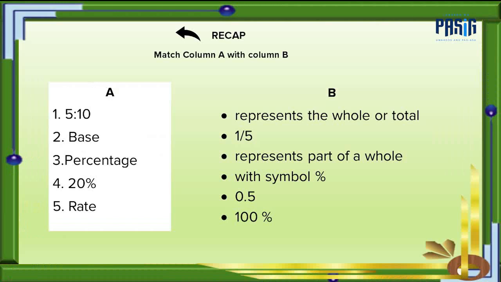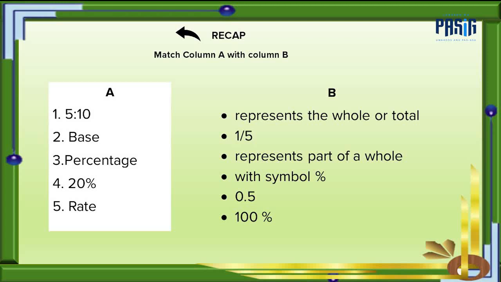Let's proceed to the recap. This is just a matter of review of our previous lessons. Match column A with column B. Here are the items in column A, and here are the items in column B. Number 1, 5:10. We are going to answer number 1 as an example, matching this 5:10 to the items in column B.